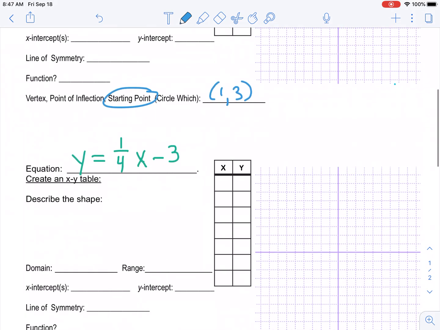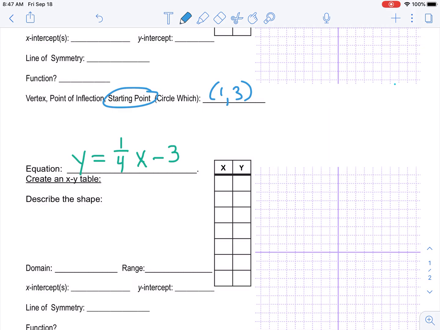All right, let's go down here and talk about this graph. I hope that you know this one should be a line, because it's not x squared. There's no square root, there's no radical sign. This is like you should have done a lot in 7th grade. You should have graphed a lot of equations like this, and they would have been lines.